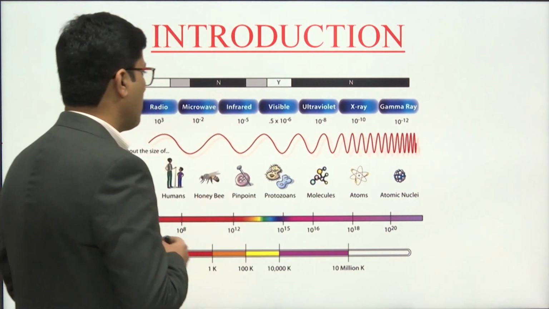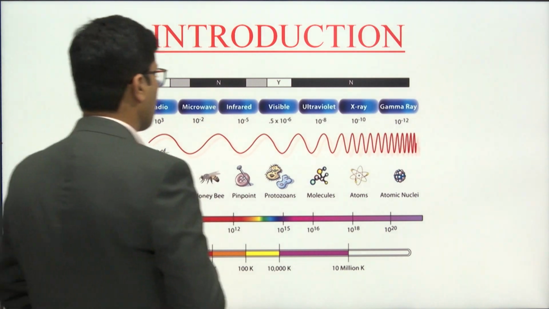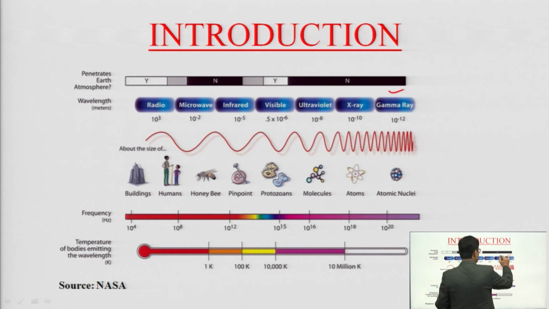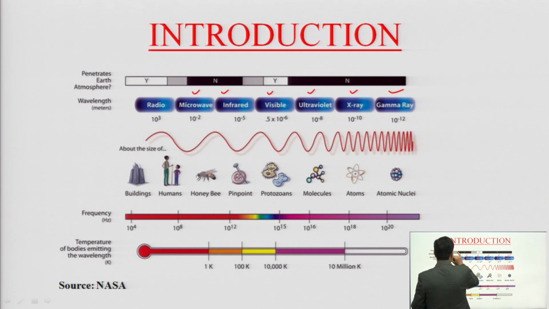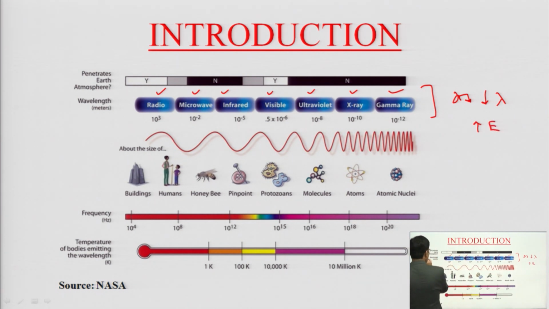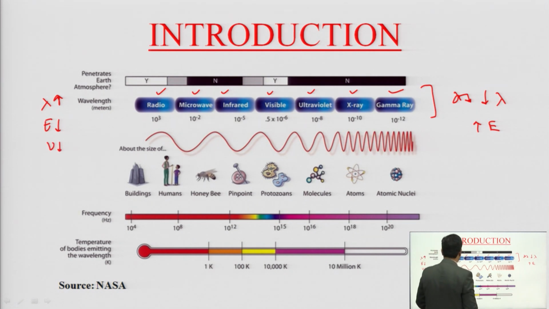Before going deeper, let us have a look at the electromagnetic spectrum. As you have already studied, the electromagnetic spectrum consists of gamma rays, X-rays, ultraviolet rays, visible light, infrared light, microwaves and radio waves. On the right hand side, towards the gamma rays, the wavelength is smaller and the energy content is very high, and on the left hand side the wavelength is higher and the energy content is less, and even the frequency is less.